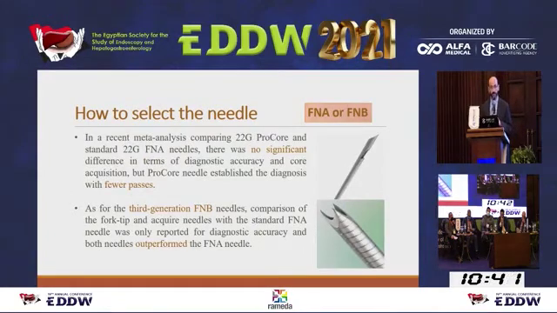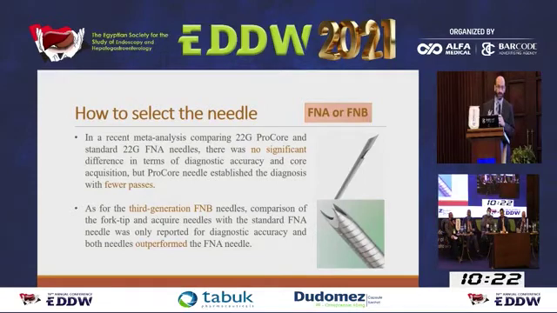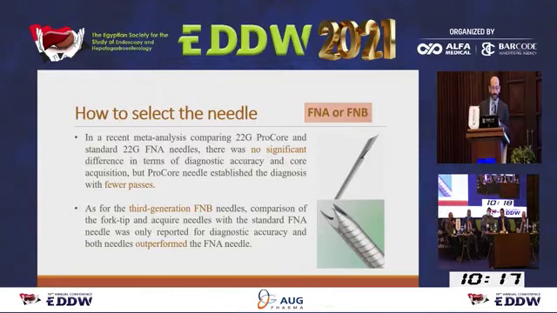The second question is: do you go for FNA or FNB needle? Also, a recent meta-analysis comparing 22G Procore with the standard 22G needle showed no difference. Procore, which is the second generation, has the same diagnostic accuracy as the regular 22G needle, but you only have fewer passes, which is the only advantage. But for the third generation, comparison of the fork-tip, franseen needle, and the Acquire needle shows that both have superiority in diagnostic accuracy compared to the regular 22G needle.